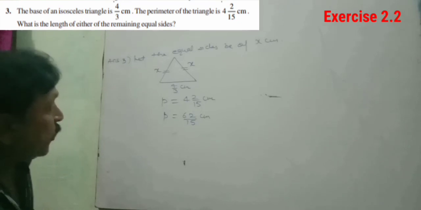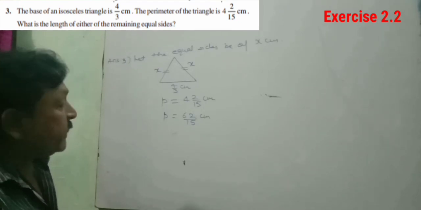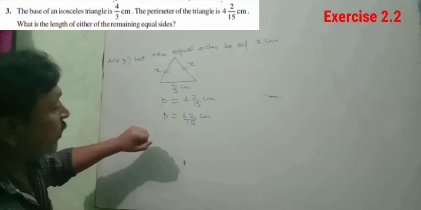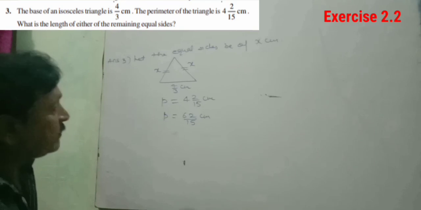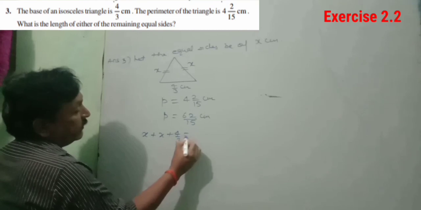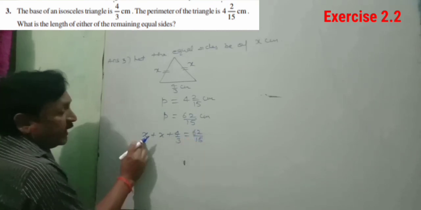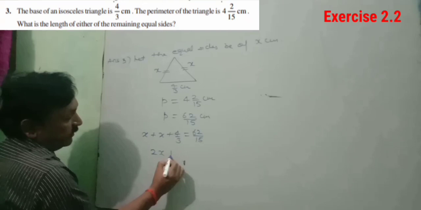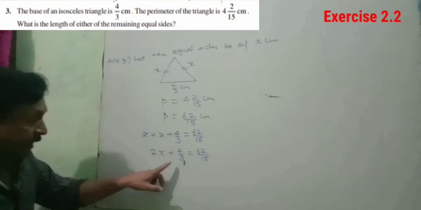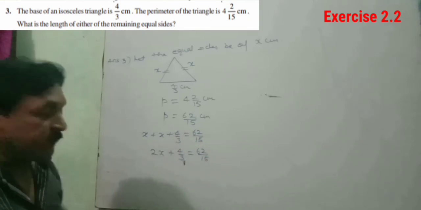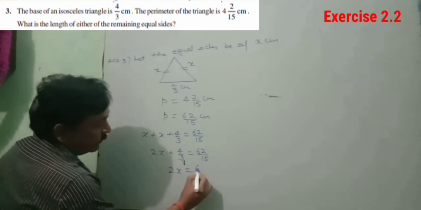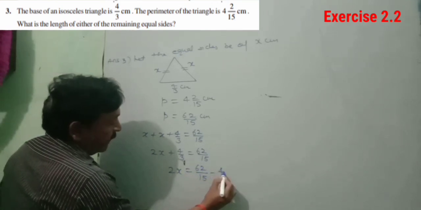I had just told you in question number 2 that if in any question the perimeter is given, we have to apply the formula, and we know what is the formula of finding the perimeter of a triangle? Sum of all sides. It means we can say x plus x plus 4 upon 3 is equal to 62 upon 15. x plus x, how many x? 2x. Plus 4 upon 3 is equal to 62 upon 15. Now we have to transpose this 4 upon 3 to the right hand side. Why? Because a number gets solved with a number. So 2x will be equal to 62 upon 15 minus 4 upon 3.